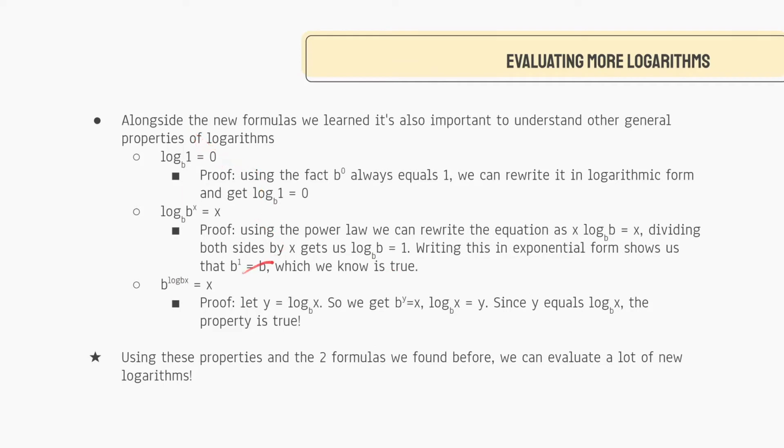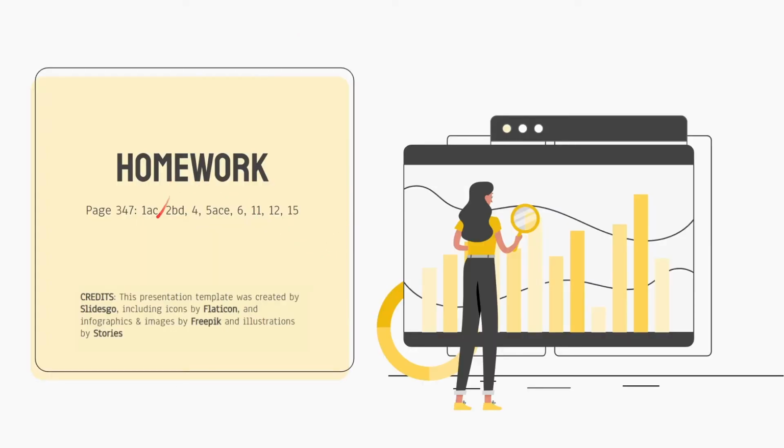So with these three properties and the two formulas we found before, we can now evaluate a lot of logarithms. We are no longer constrained by the fact we didn't know how to change bases. We're no longer constrained to when we have something to the power of something as our x value. And for that, we can now go on to the homework. So the homework for today is these questions here. They aren't too difficult, but I will show you some of them so we can go over them together.